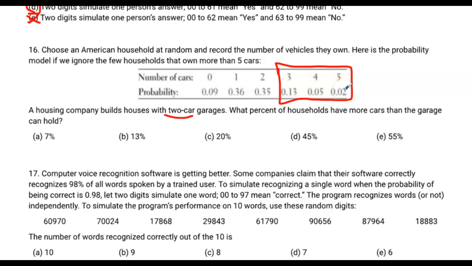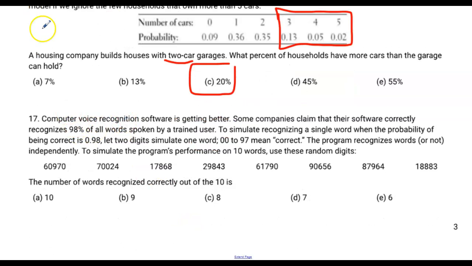And remember, these are independent events because you're not going to own 3 cars and simultaneously also own 4 cars. It doesn't make any sense. So 0.13, 0.05, and 0.02. Adding those together, what is that? 7 and 13, that's 20. So 20%.